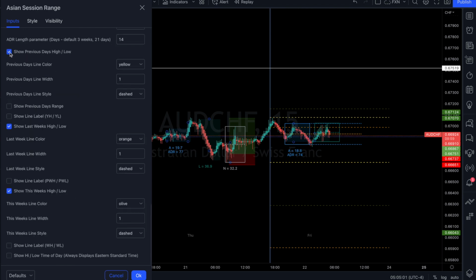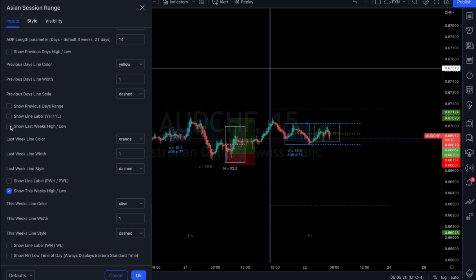Just to make sure you can see what I'm talking about, if I take off this show previous day's high and low, one set of lines will go away. There it is. If I take away the show last week's high and low, then the other line will go away, identifying last week's high and low. And finally this week's high and low, same thing, it'll disappear. So the support and resistance that I'm using specifically for our strategy correlates to everything that we look for within our strategy.